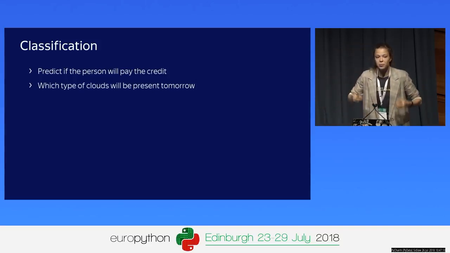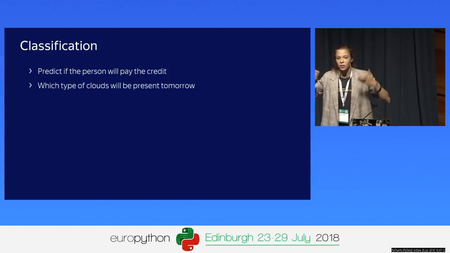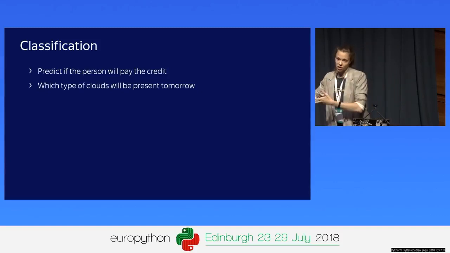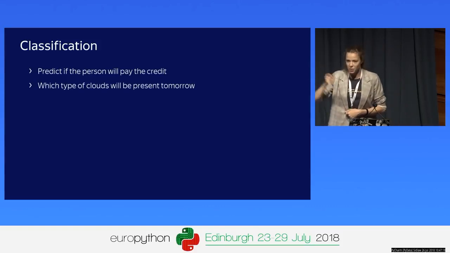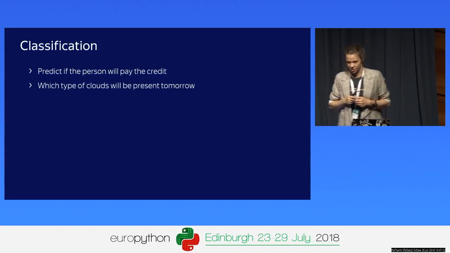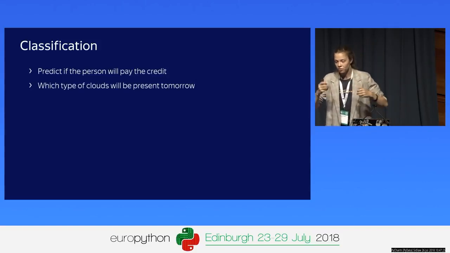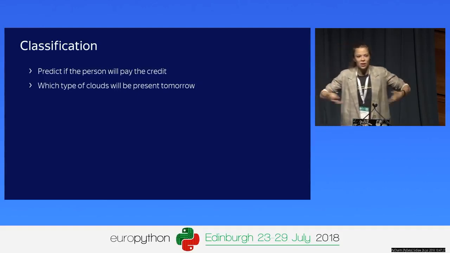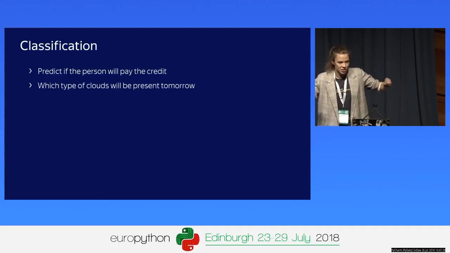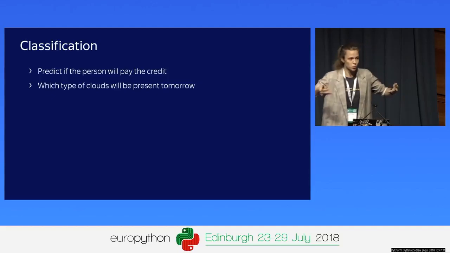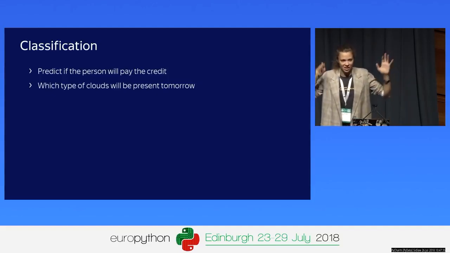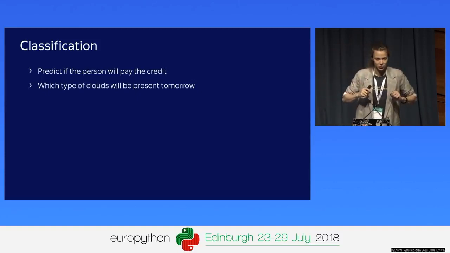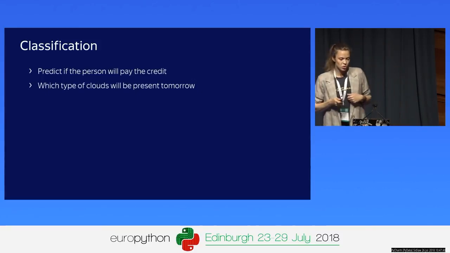Binary classification problem is, for example, if you want to predict if the person will pay the credit or not. In your training data set, you will have labels: 1 if the person has paid the credit, 0 if the person has not paid the credit, or you might have probabilities there. And multi-classification is when you have more than 2 possible answers. For example, if you want to predict weather for tomorrow, you want to predict the type of clouds, and there are like 6 or 9 possible types of clouds, and for that you can use multi-classification.